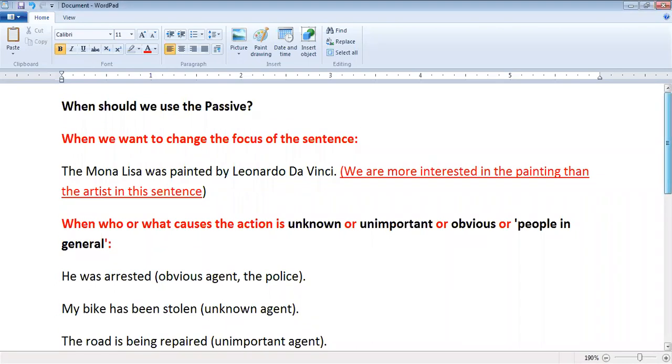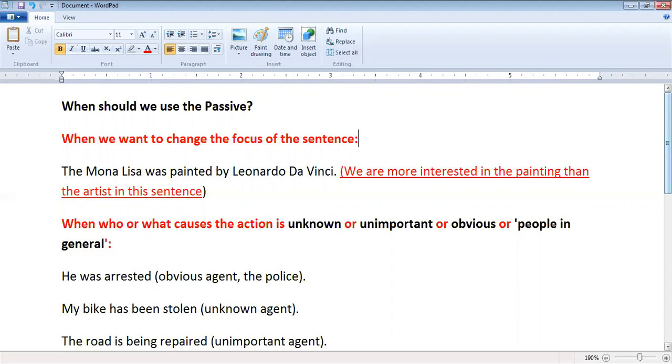The first use of passive voice is when what is happening is more important than who is performing the action. When the action itself is very important, we use passive voice. For example, Mona Lisa was painted by Leonardo. When I say Mona Lisa was painted, here the Mona Lisa painting was important. It was more interesting. It was the more focus point than the person who is performing the action. So Mona Lisa is more important.